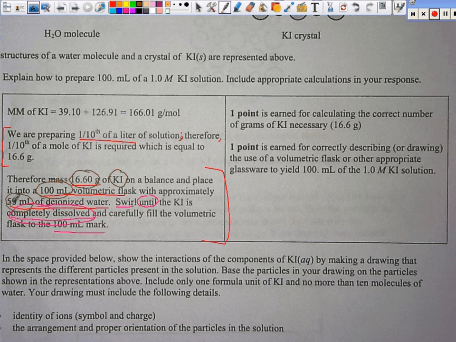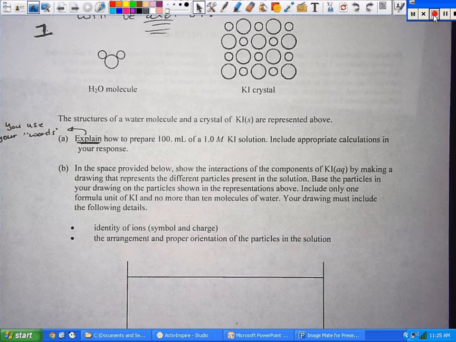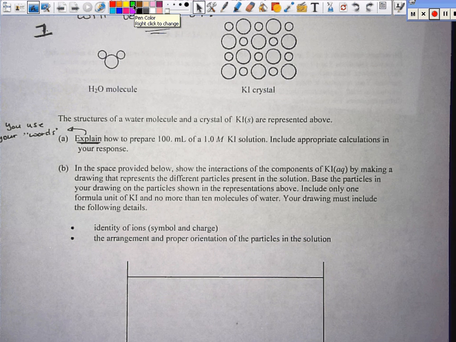Now, let's go to the next question. All right, so part B. In the space provided below, show the interactions of the components of KI aqueous. Now, as soon as it says aqueous, what is that telling me?